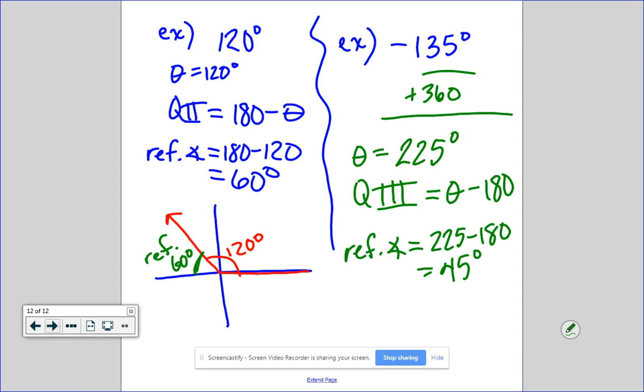From our definition of reference angles on the last slide, my angle has to be between 0 and 360 to use the formulas. So if it's negative, you have to keep adding 360 until it falls between 0 and 360. Yep. Because you're just trying to get it to that coterminal angle that we talked about yesterday.